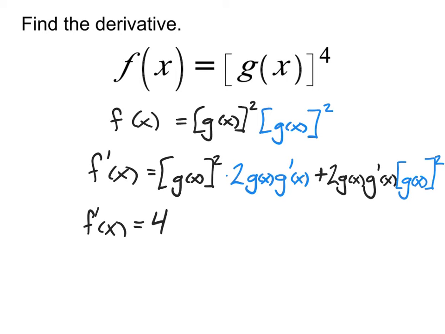3 of them, because I have the g squared times the g. So that means that I have a g cubed sitting in here. So I'm going to do g of x cubed times the g prime that's left behind. So then that's times g prime of x. And there we have our derivative. And we have our rule now for any function to the power of 4. It's going to be 4 times the function cubed times the derivative of the function.